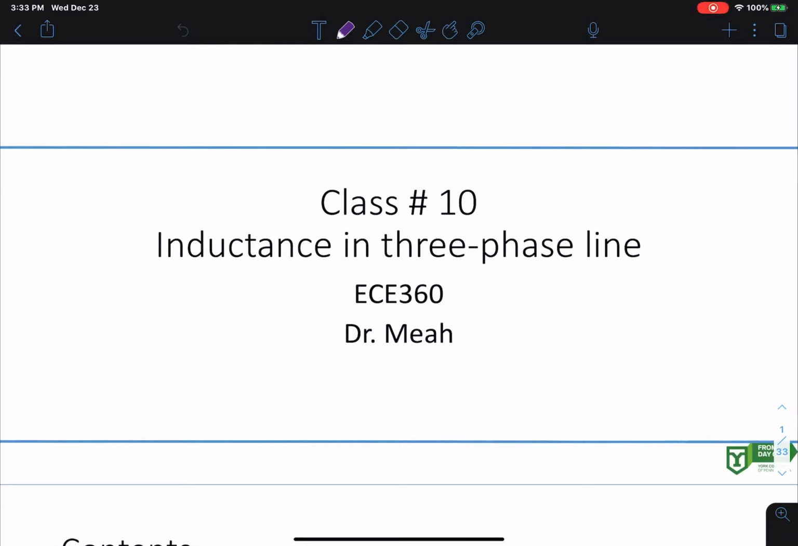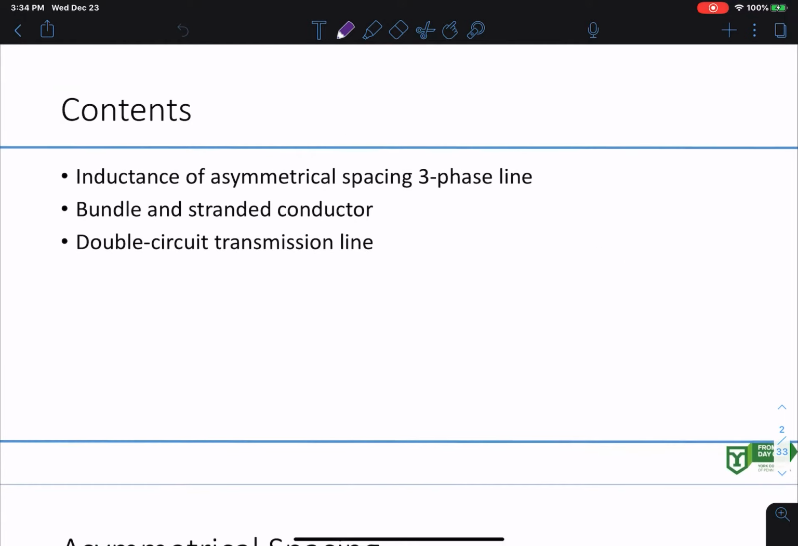Hello everyone, welcome back to Power System ECE360 class number 10. Today we're going to talk about inductance in three-phase line. Last class we talked about inductance in three-phase line with the symmetrical line. That means each phase is equal distance from each other, but now we're going to generalize it for asymmetrical line.